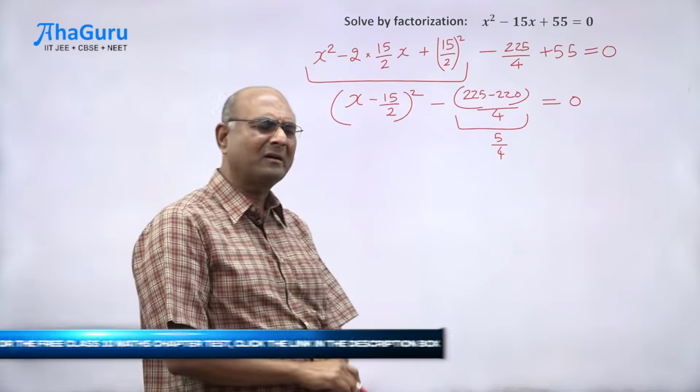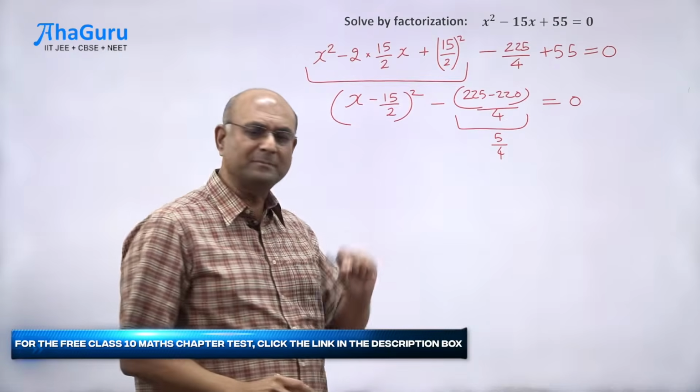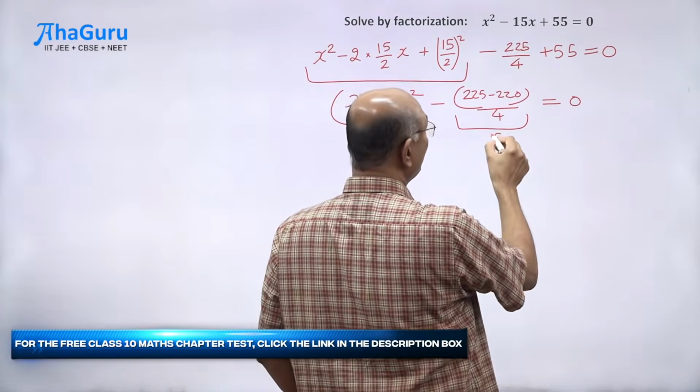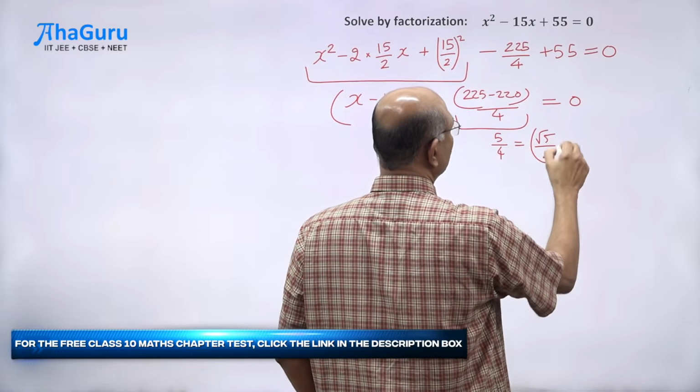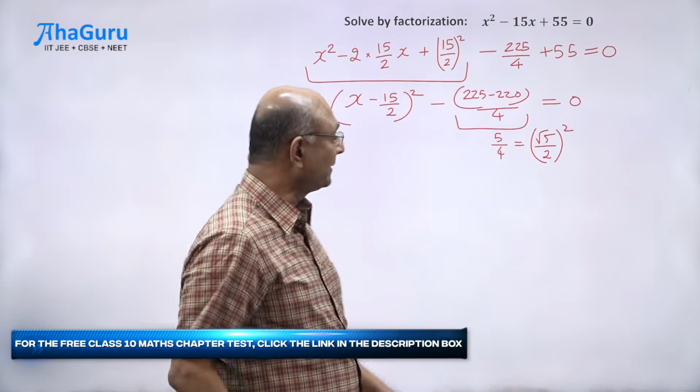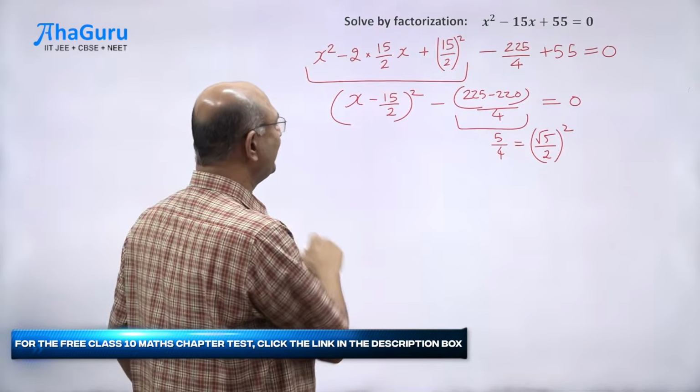But 5 by 4, if you want to write it as a square minus b square, then you should write it as root 5 by 2 whole square. Root 5 by 2 whole square. We can write it like that, no? It's not a perfect square, but so what? You can always write it as root 5 by 2 whole square.